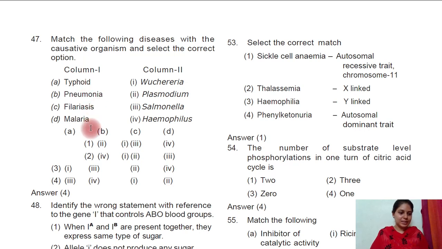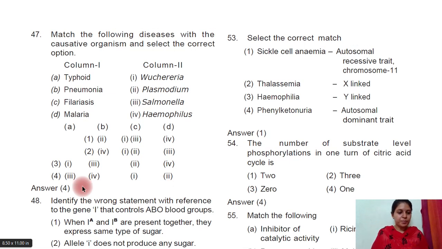Typhoid, pneumonia, filariasis and malaria. So it is option 4, we know, right? Typhoid is Salmonella typhi. Pneumonia, we know that it is Haemophilus influenzae. And filariasis, we know that is Wuchereria bancrofti, and malaria we have Plasmodium vivax, falciparum, ovale and all the species. Next question.